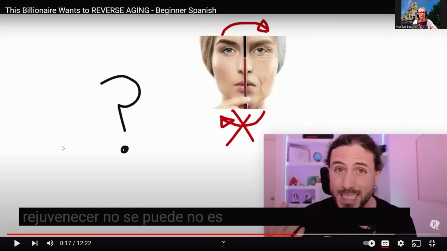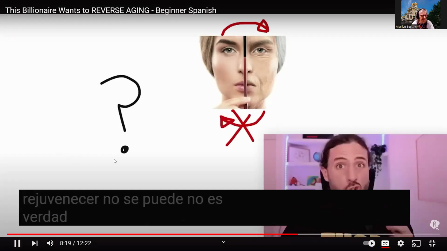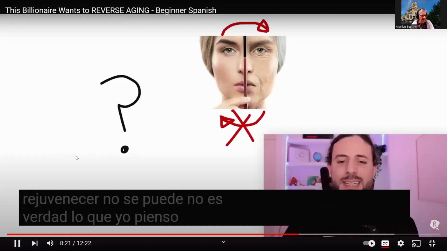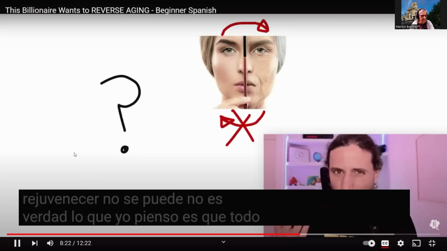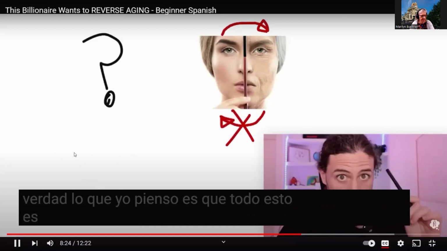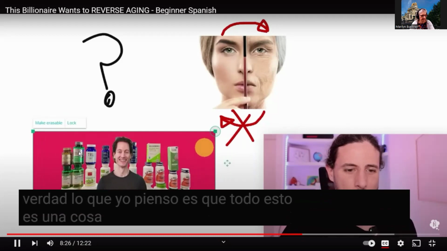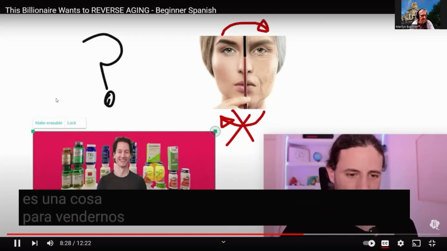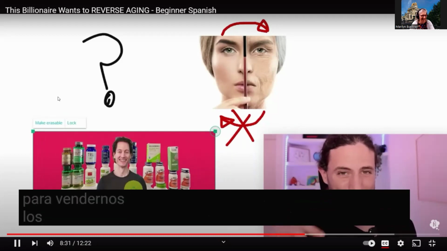And this se is not our traditional reflexive kind of se. So he's got both uses of se, both of the big two of the like 6 different things. He's got a couple of examples. Es verdad. Lo que yo pienso, what I think, es que todo esto es una cosa para vendernos los suplementos.